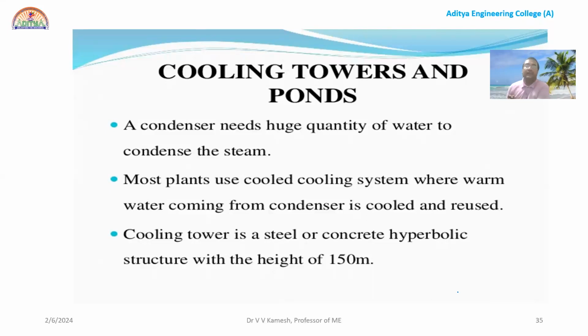Now, how is the heat extracted from the water coming out of the steam coming out of the turbine? This is by cooling towers and ponds. A condenser needs a huge quantity of water to condense the steam. The water is circulated around the tubes and the steam is passed through the pipes so that heat is exchanged. So we call the system a heat exchanger. Most plants use a cooling system where warm water coming from the condenser is cooled and reused. A cooling tower is a steel or concrete hyperbolic structure with a height of 150 meters, very great height.